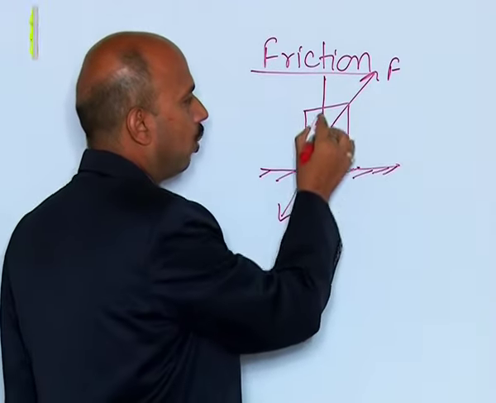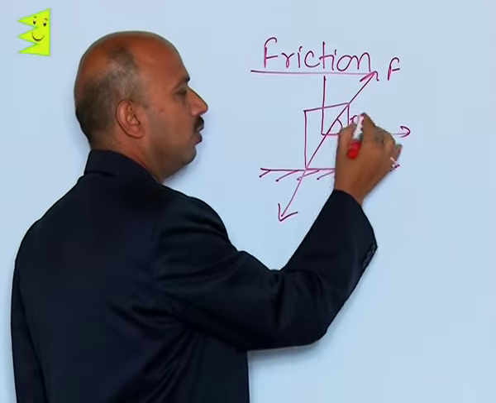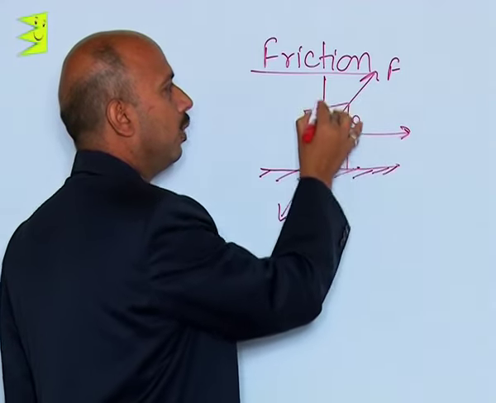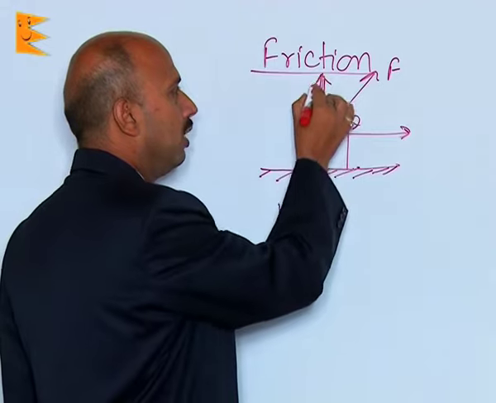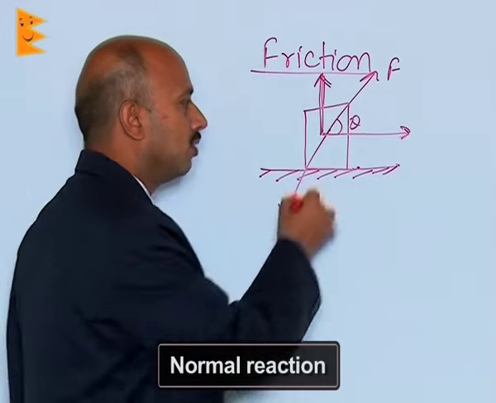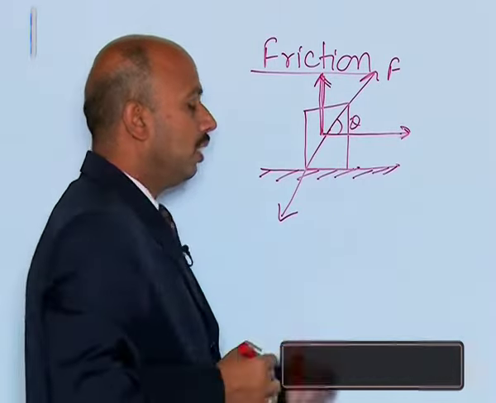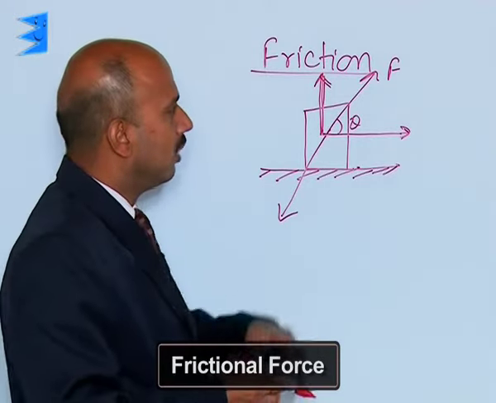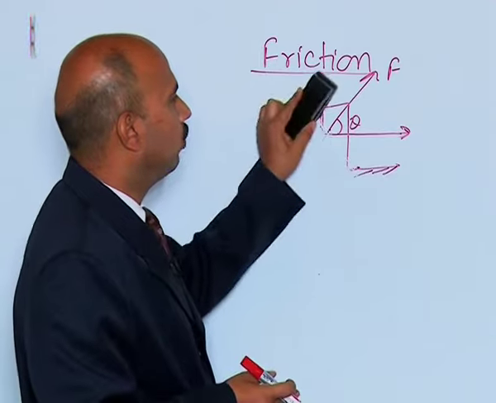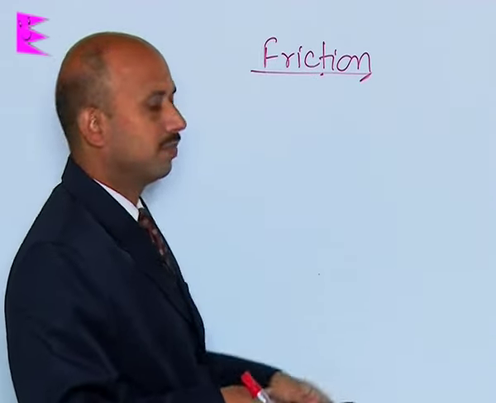This reaction has got two components, this is theta, you can take one horizontal component and this is the perpendicular component. Actually this perpendicular component is known as normal reaction and the component of the force parallel to the surface is known as frictional force. So, now we will study what is frictional force and how does it act.